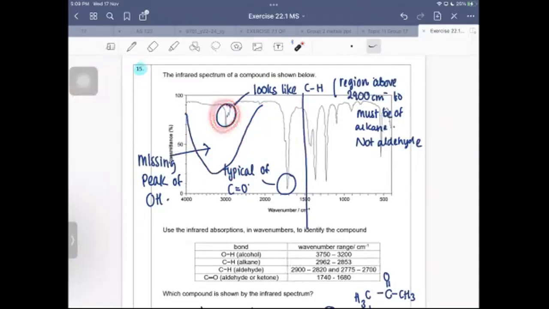So this would have been caused by what? CH, but there are two types of CH. CH of alkane is the one at the lower side, which is below 3000, sorry, it should be between 2800 and 2900, whereas the CH of aldehyde is even lower. You should see a peak at 2800 to 2900, and then also around 2700. So that's missing. It looks like the CH is the one for the region above 2900, so that means it probably belongs to alkane.